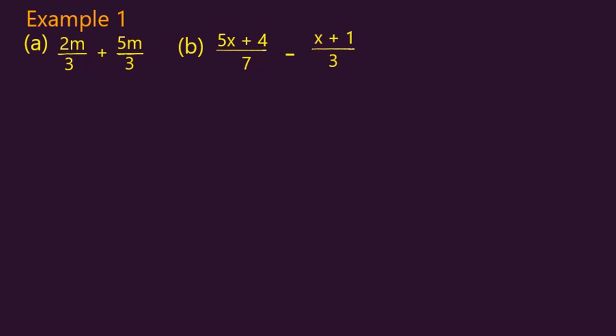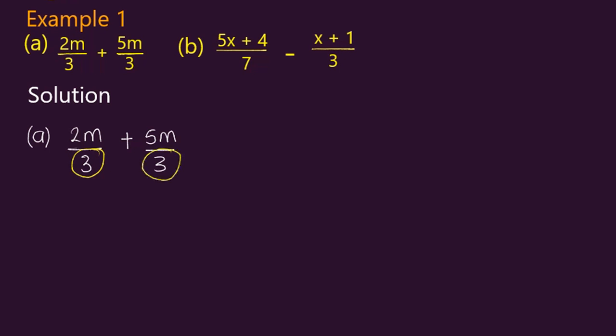Alright, so here's the solution for this problem. Starting with part A, we have 2m over 3 plus 5m over 3. For these algebraic fractions, you can see that they have the same common denominator, which is 3. Because of that, we simply add the numerators. So 2m plus 5m gives 7m, over the common denominator, which is 3. And that's simply how we manipulate this one.